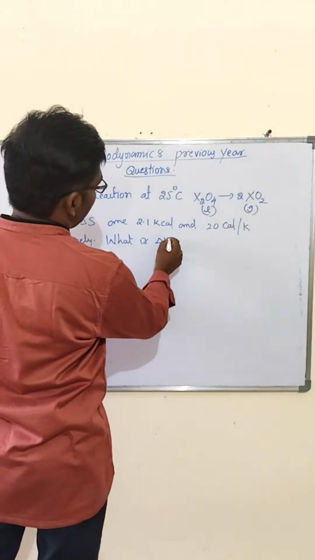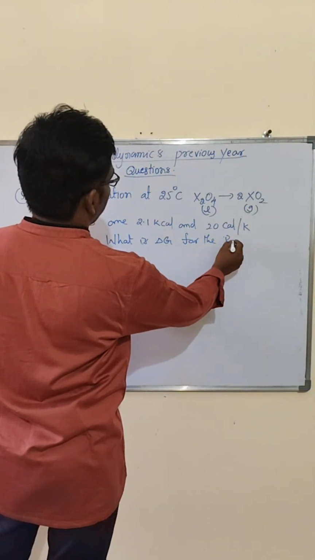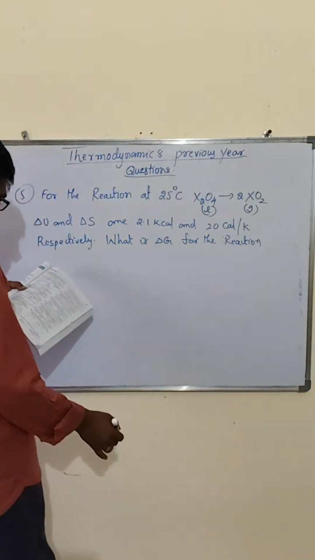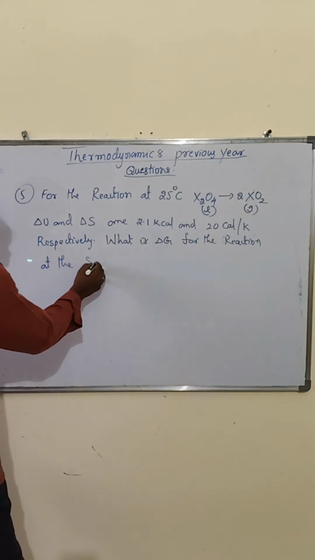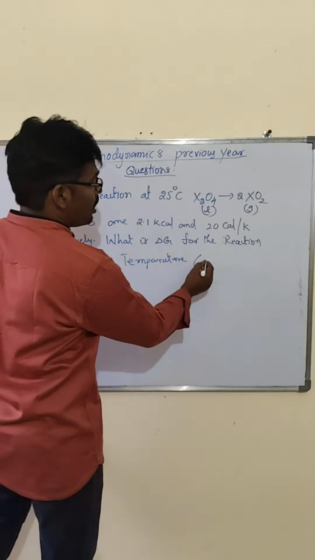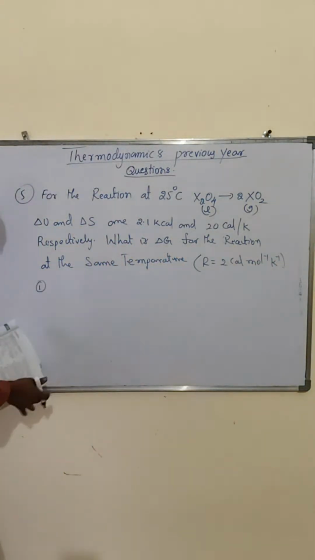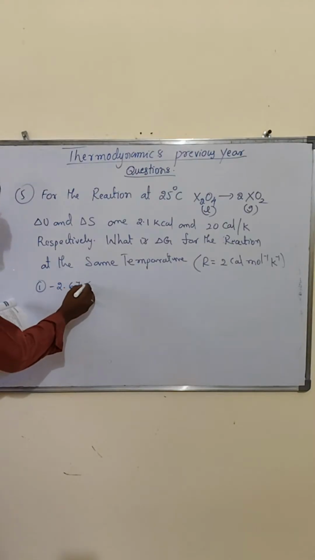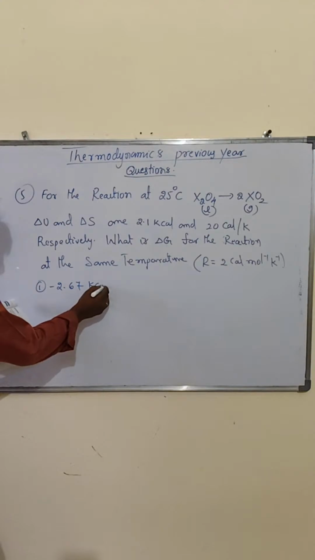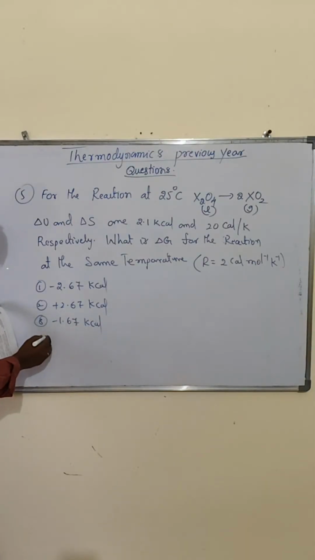What is delta G for the reaction at the same temperature? Delta G find out చేయమన్నాడు. R value is equal to 2 calories mole inverse Kelvin inverse ఇది ఇచ్చాడు ఆన్సర్ లో. ఆప్షన్స్ చూడండి. Option 1 is minus 2.67 kilocalories, then plus 2.67 kilocalories, then 3 minus 1.67 kilocalories, then fourth one plus 3.67 kilocalories.